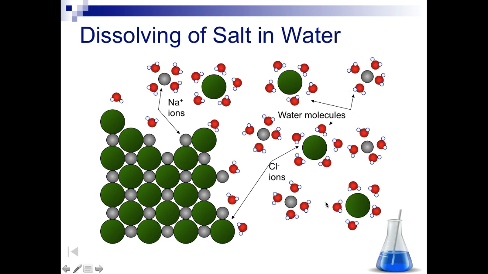So what does that do? That allows for us to see this picture. Water has a negative side and a positive side. The negative side of water is the oxygen, and so the oxygens are going to come and float around the Na. The chlorines are negatively charged, and so the positive sides of the water, the H's, are going to come and hover around those.